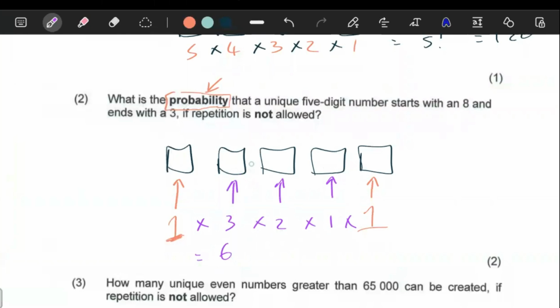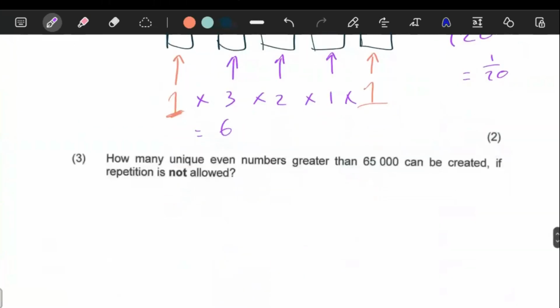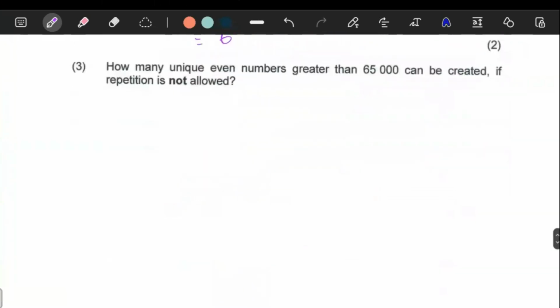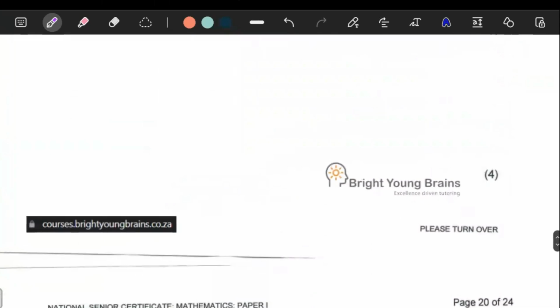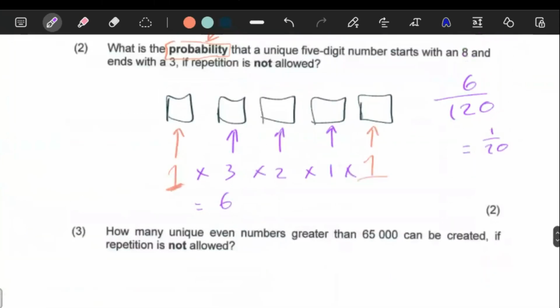So the probability of that happening is just 6 out of 120, which is going to give you the following in your calculator. 6 over 120 in the calculator is just going to give you 1 over 20. There you go. That's why it's just a 2-mark question. The next one is a 4-mark question. So I guess this may be the only one, we'll see.